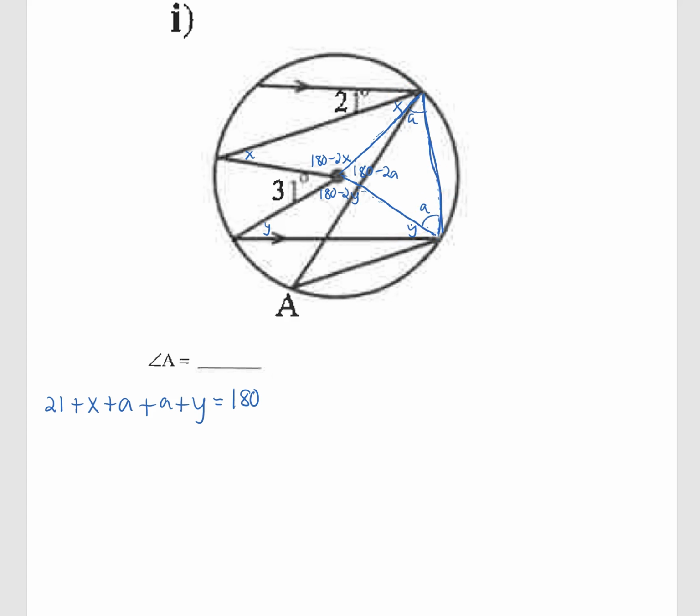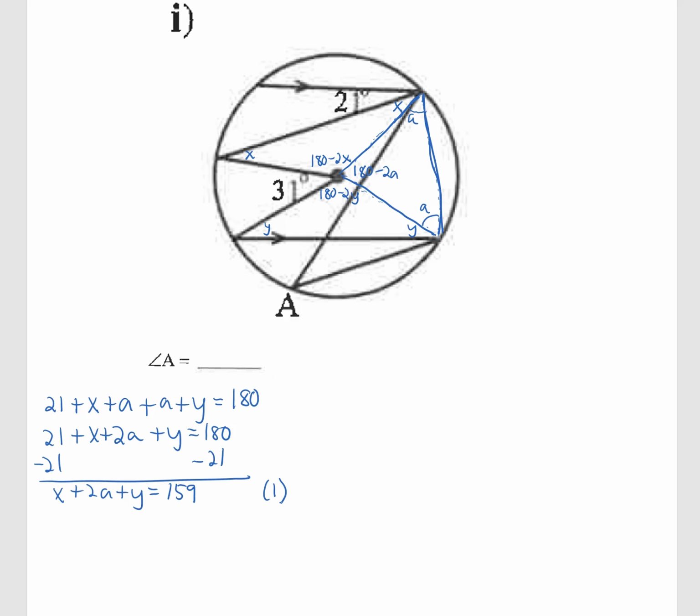And we can simplify this by combining our a's, so it's plus 2a, and also by moving our 21 to the other side. So I'm going to subtract 21 on both sides. That gives me x plus 2a plus y. 180 minus 21 is 159. So I'm going to leave that like that and call this equation 1. We'll come back to that in a second.